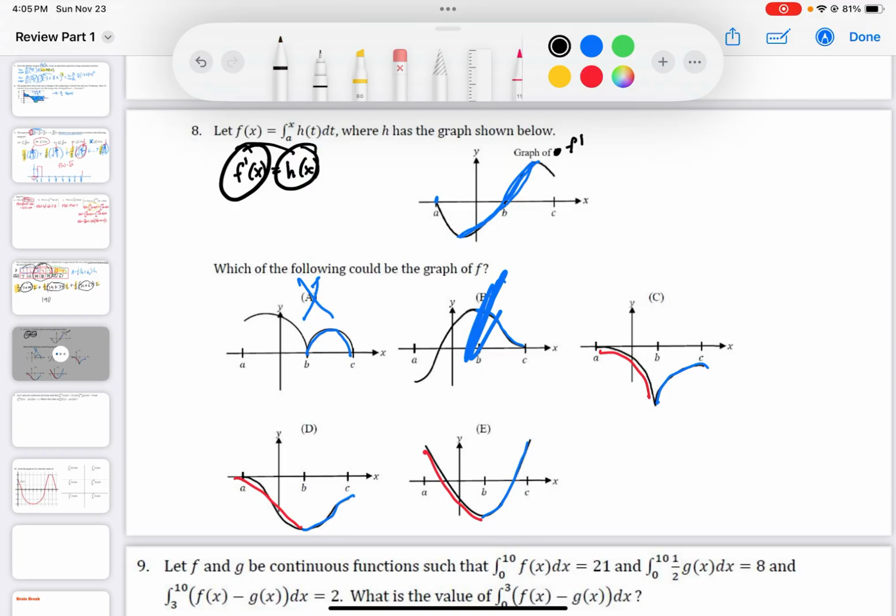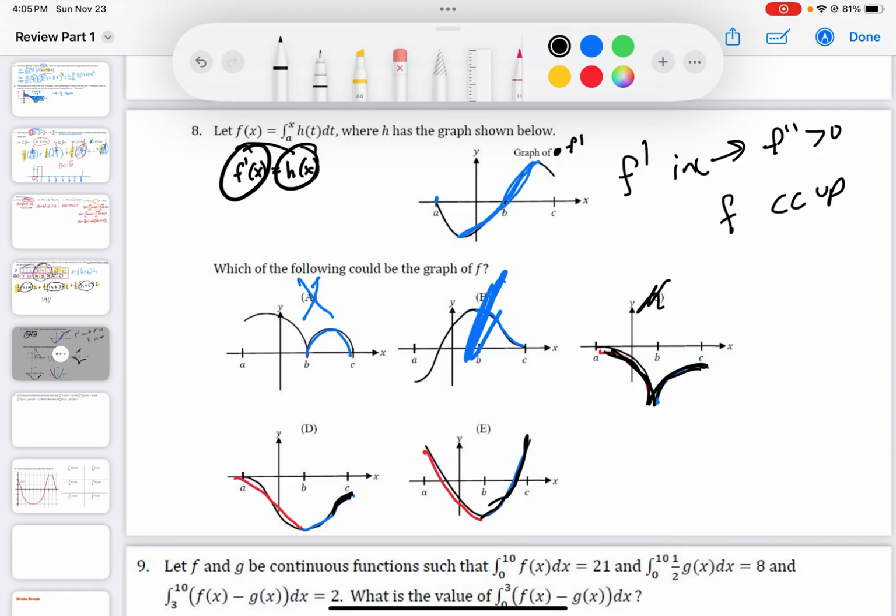If f prime is increasing, then f double prime is greater than 0, so f is concave up. But if you look at C, it's concave down all through there. So I think C's out. This is concave down right there, so maybe.